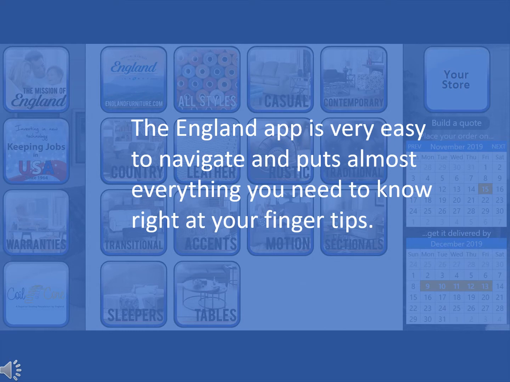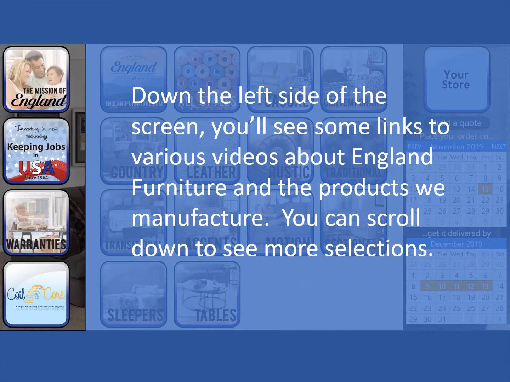The England app is very easy to navigate and puts almost everything you need to know right at your fingertips. Down the left side of the screen, you'll see some links to various videos about England Furniture and the products we manufacture. You can scroll down to see more selections.